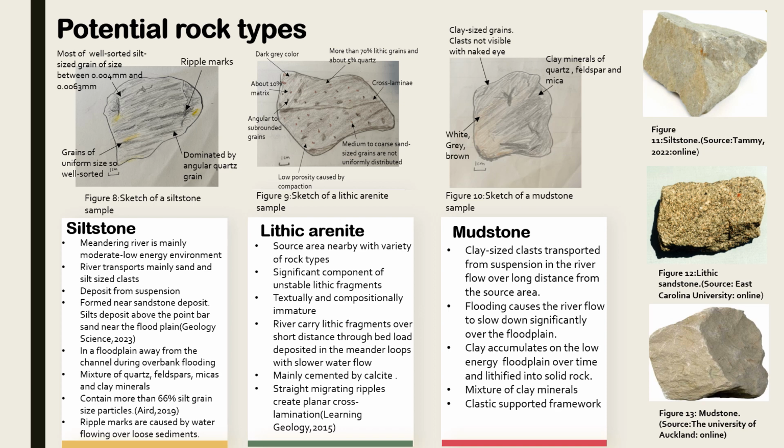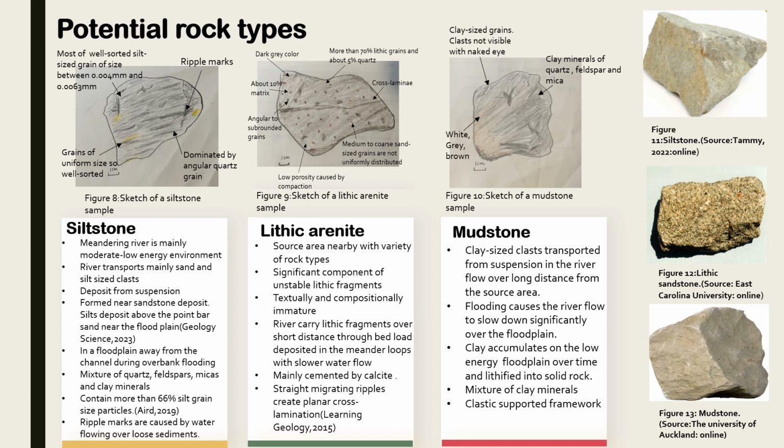As the river carries lithic fragments over short distances through bed-load transportation, which are deposited in the meander loops with slower water flow, the rock is mainly cemented by calcite, and it also has cross-lamination, which is caused by the straight migrating ripples.